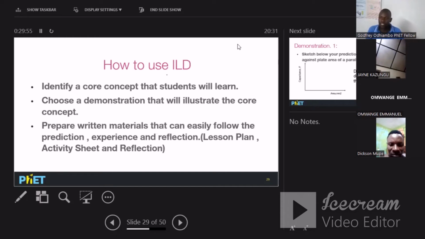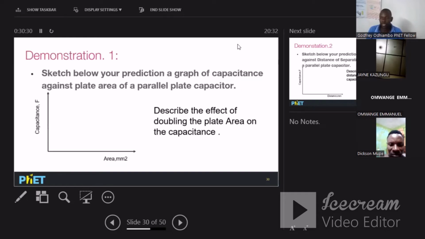So the ILD is done in this way. The teacher identifies a core concept that students will learn. The teacher will choose a demonstration that will illustrate the core concept. Then the teacher will prepare written materials that can easily follow the prediction, experience, and reflection. And these documents are the lesson plan, activity sheet, and reflection sheet. So an example of interactive lecture demonstration is as shown.